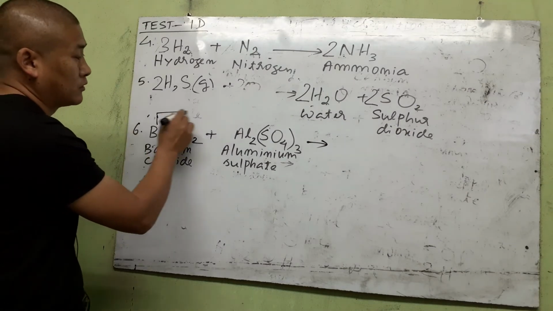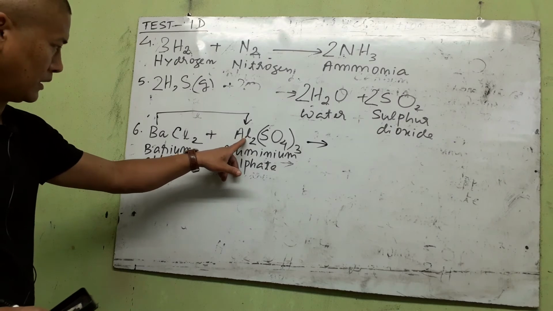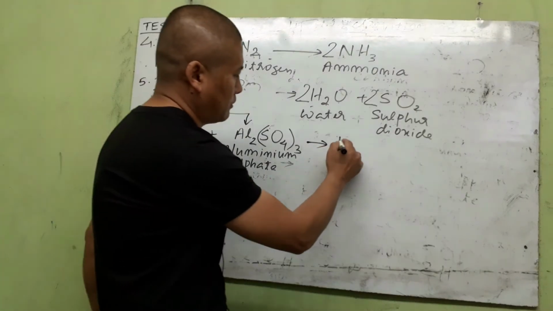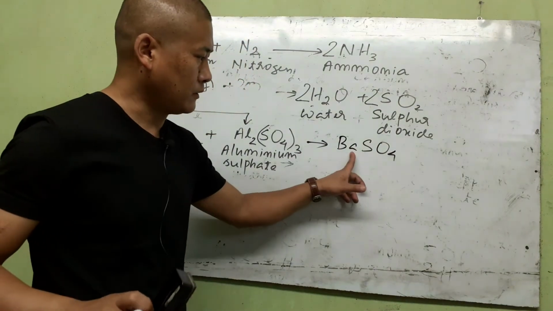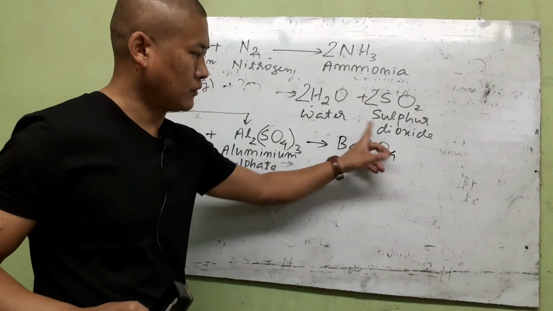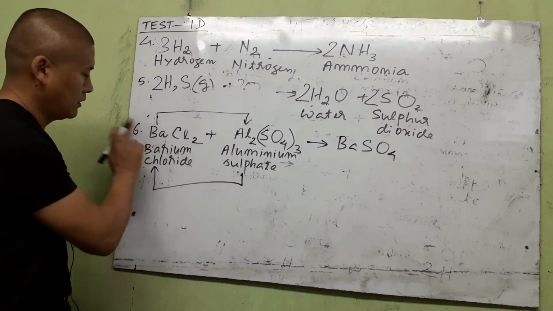You don't need to do this. You can do this by imagination. Barium will replace aluminium, meaning BaSO4. So just write BaSO4. And remember the starter, Ba2+, sulfate is 2-, the 2s cancel. So that's correct. And then aluminium will also go and displace barium.